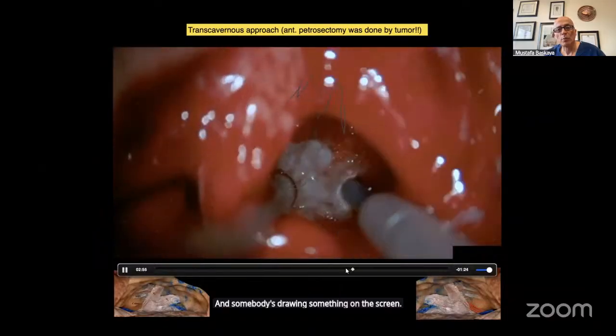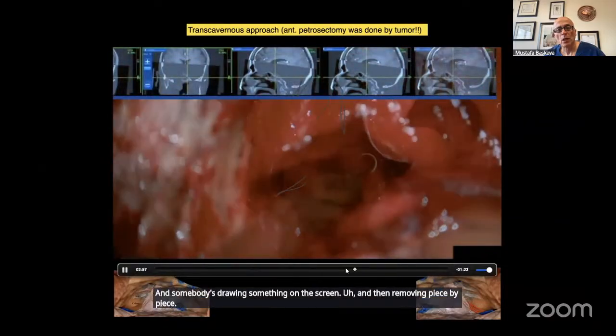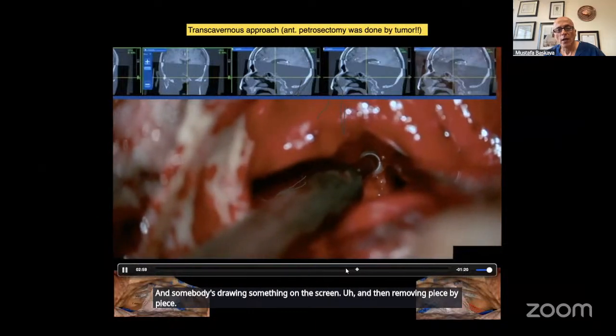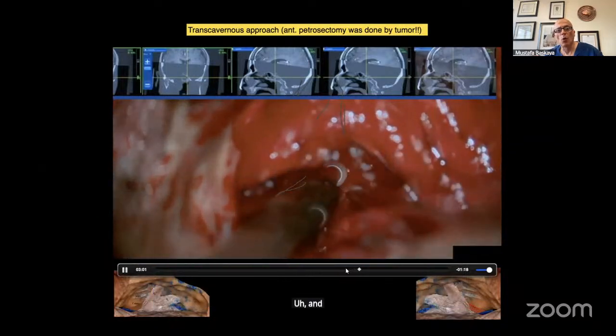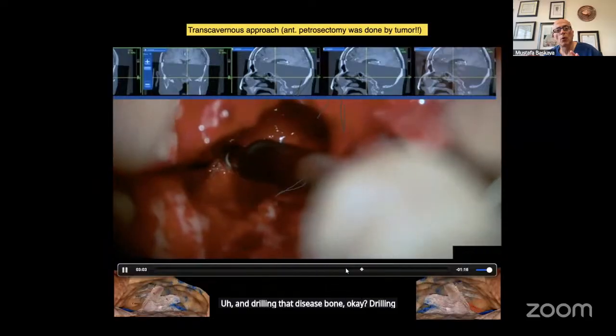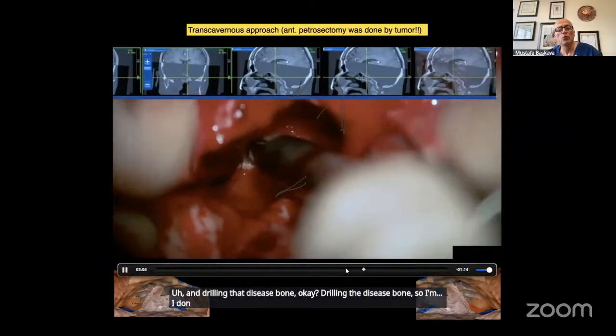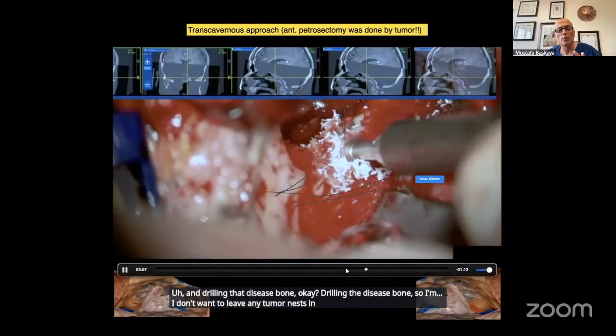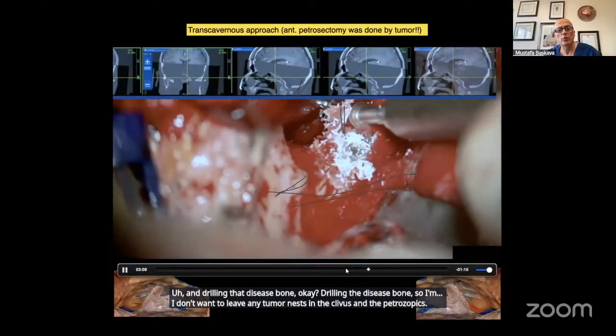And then removing piece by piece, and drilling that diseased bone, okay? Drilling the diseased bone. So I don't want to leave any tumor nests in the clivus and the petrous apex. Drilling the petrous apex more.